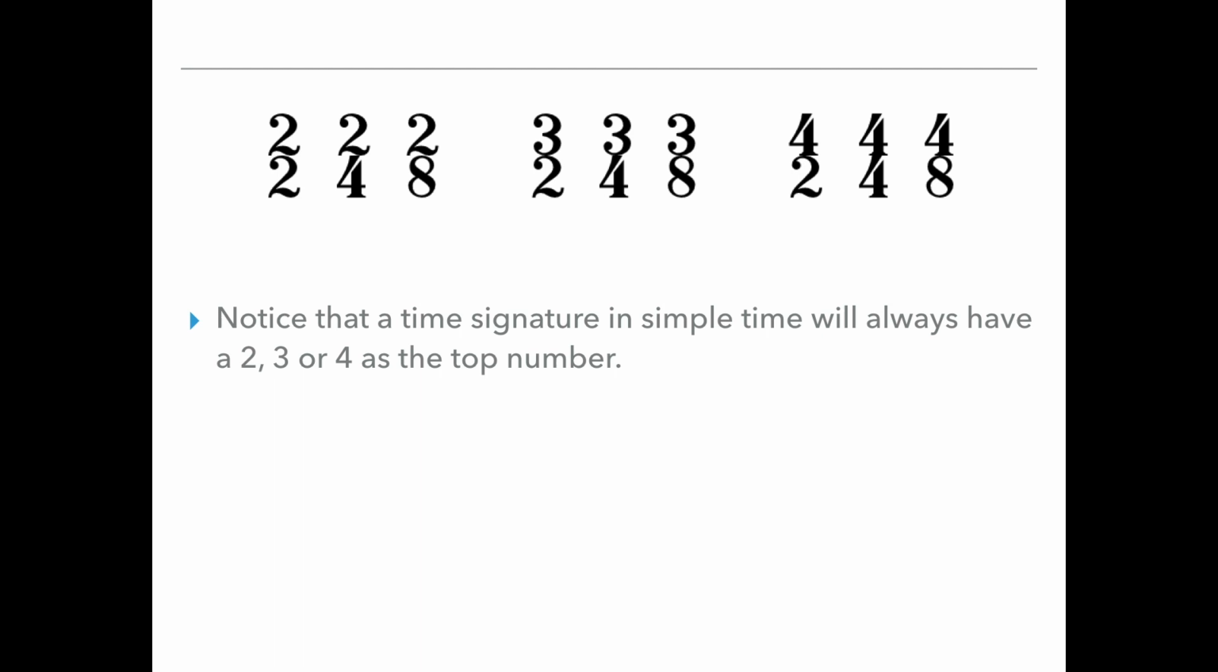I want you to notice something here. A time signature in simple time will always have a 2, a 3 or a 4 as the top number. So 2/2, 2/4, 2/8, or 3/2, 3/4, 3/8, or 4/2, 4/4, 4/8. All of those are simple time signatures. All of their beats can be subdivided into 2 equal notes.